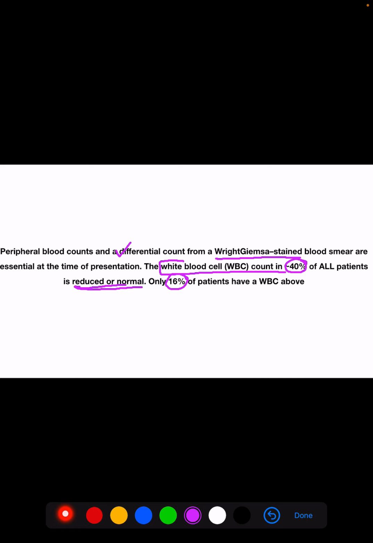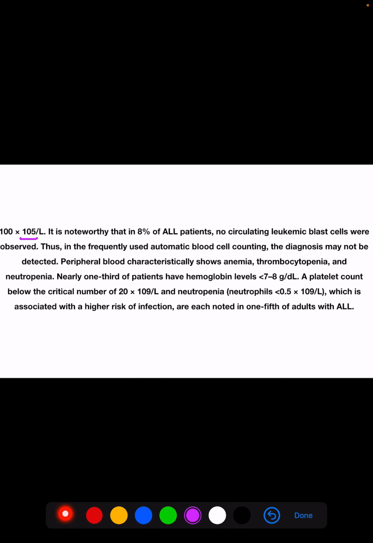So the WBC count may be 50,000 or 60,000, but in 40% of the patients, when a peripheral smear is ordered in suspicion of acute lymphoblastic leukemia, the WBC count is reduced or normal. In 16% of the patients, when we check the WBC count, it could be 60,000 or 70,000. It is noteworthy that in 8% of ALL patients, no circulating leukemic blast cells were observed.